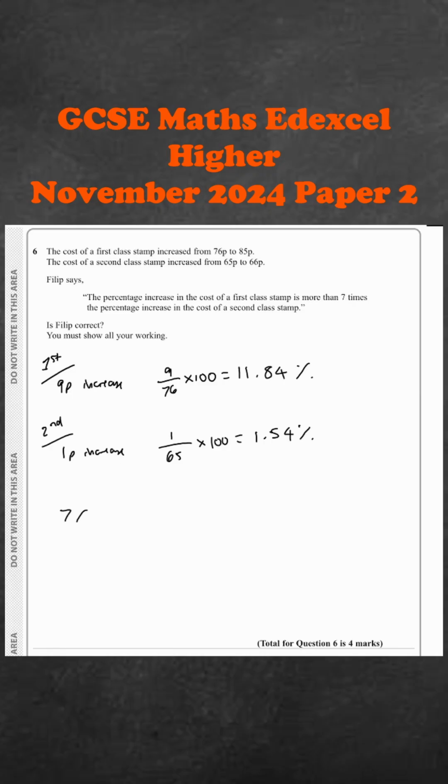And Philip is saying that the first class percentage increase is more than 7 times the second class percentage increase. So what I'm going to do is 7 times 1.54. Still had the number on my calculator, so I could just type in times 7. And that is about 10.77%, roughly. Therefore, Philip is correct, because the percentage increase in the first class stamp is greater than 7 times the percentage increase in the second class stamp.